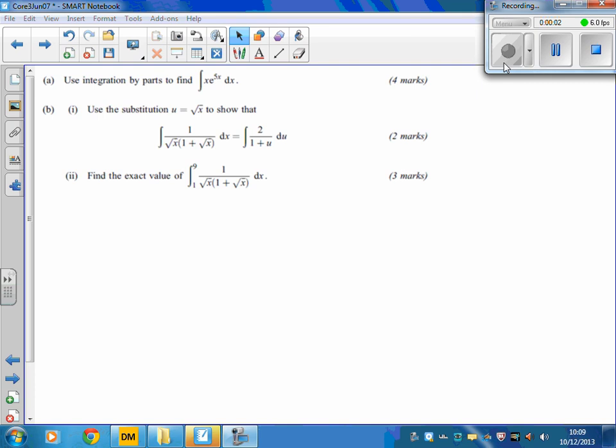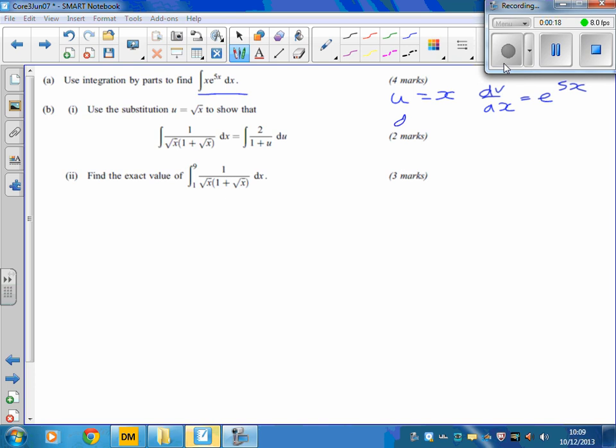This is the June 07 Core 3 paper. Question number 6 was the first one that people really had trouble with. Simple integration by parts to start with. We'll let u equal the first bit. We'll let dv by dx be the second bit.